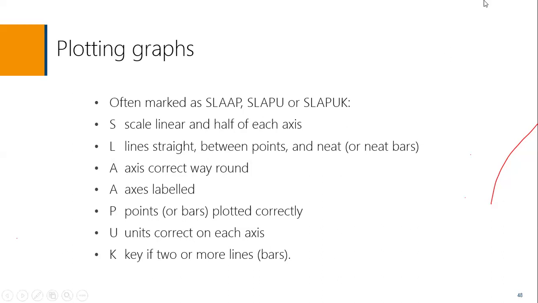The line shouldn't be extrapolated past the data series. You do not know what's going to happen past the data that you're given. And scales should be linear and have sensible increments, and regular increments.